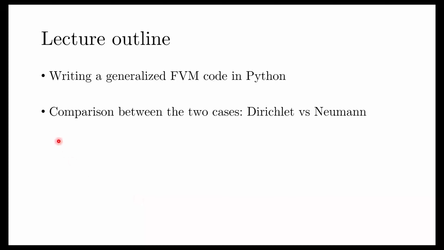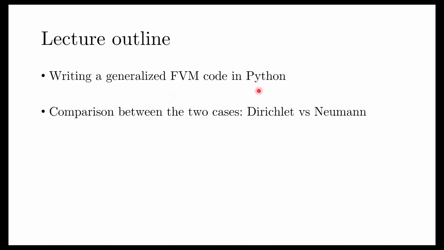In the last lecture, we had looked at the generalized finite volume formulation, and in the lecture today, I am going to talk about how you can write a generalized FVM code in Python. So we are going to transform that theoretical knowledge, those ideas, into a Python code. And specifically, I'll also talk about what would be the result if we use a Dirichlet boundary condition and if we try to convert that to a Neumann boundary condition.